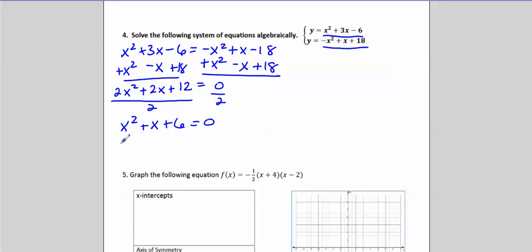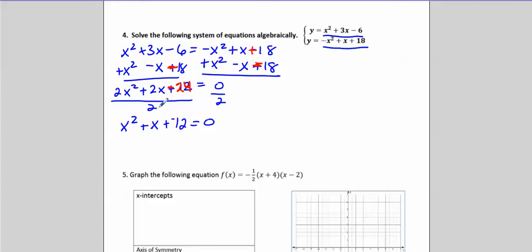That's going to be tricky. Okay, so I see that I actually miscopied this one. This one's supposed to be a plus 18. So if I know this is a plus 18 from here, that means I'm actually going to be subtracting 18 here and subtracting 18 here, which will give me negative 6 minus 18 and negative 24 here. And negative 24 divided by 2 is going to give me negative 12.